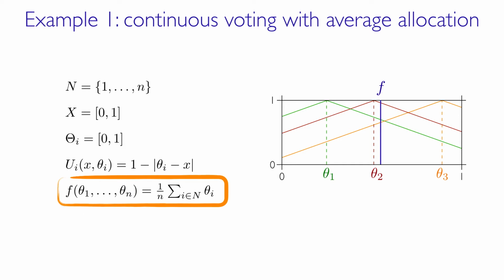Here the social choice function. Suppose that we receive an input θ1, θ2 and θ3. The function f returns the average among the θ's received in input.